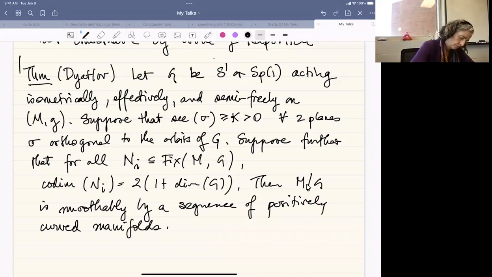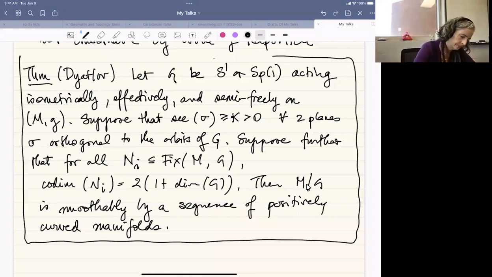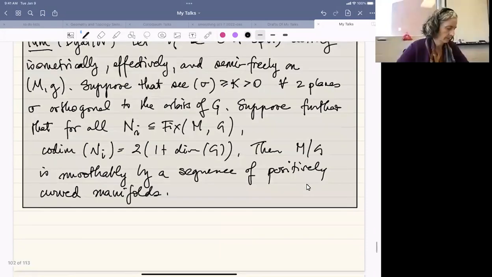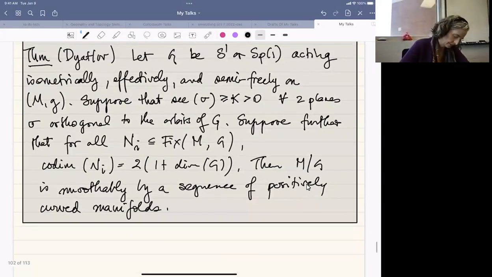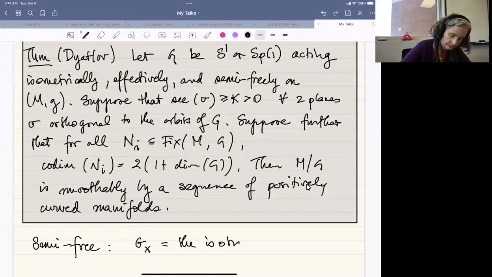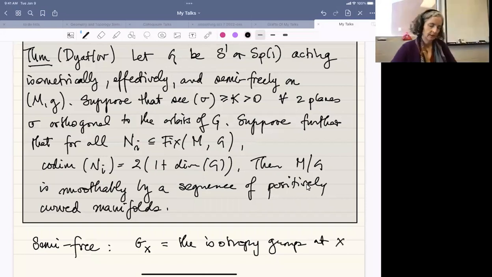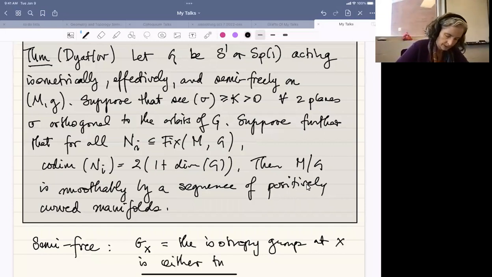Okay, so I promised a definition of semi-free. This language is a holdover, I guess, from the 60s. So semi-free, what does it mean? This just means it's super restrictive. It means that G_x, which is the isotropy group at x, so it's the group elements that fix that point, is in this case either trivial, the identity, or the whole group.